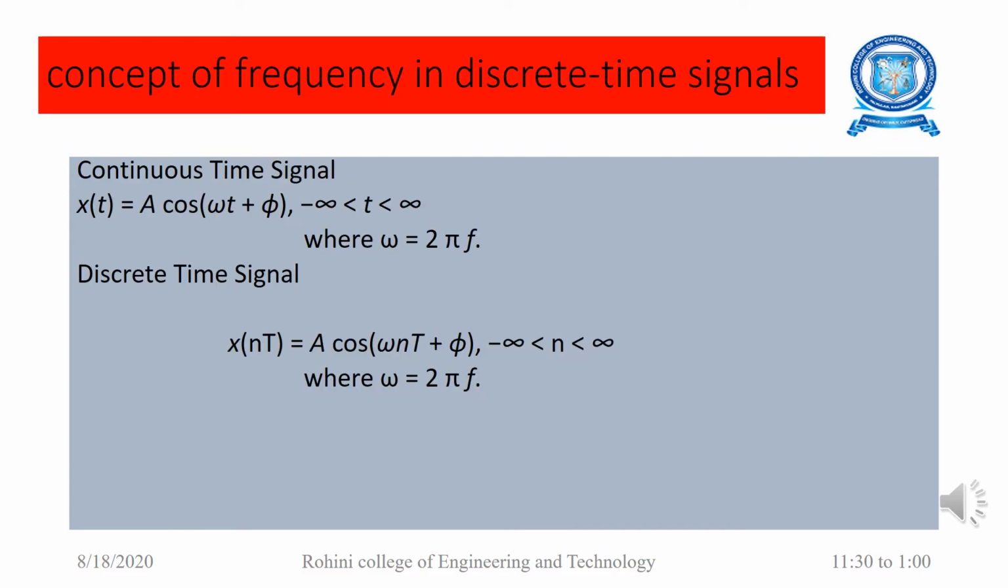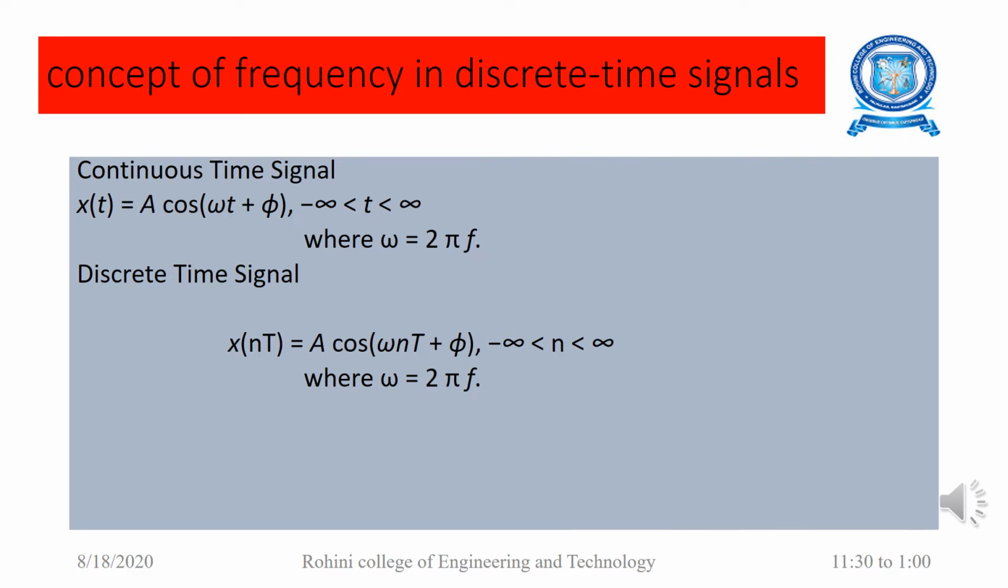Next we move on to the concept of frequency in discrete time signals. In continuous time signals, we represent x of t is equal to A cos of omega t plus phi. Phi is a phase shift, and t varies from minus infinity to plus infinity. In discrete time signals, x of t is replaced by x of nT. So n is the instant of time, for n equal to 0, n equal to 1 second, n equal to 2 seconds, n equal to 3 seconds, like this.